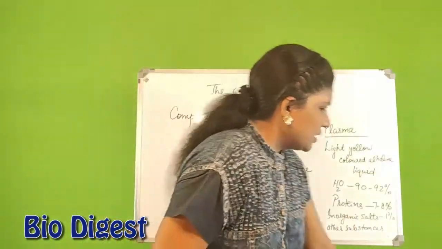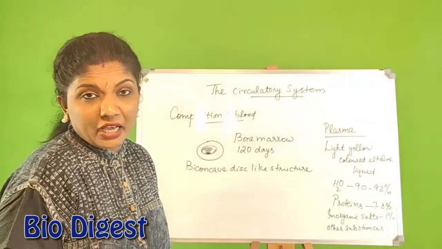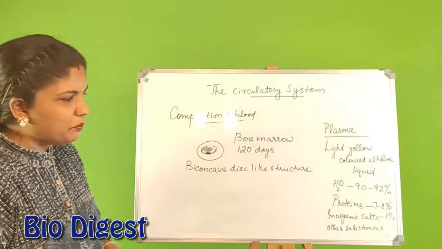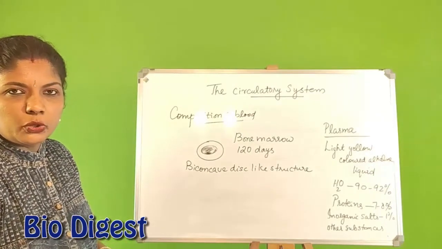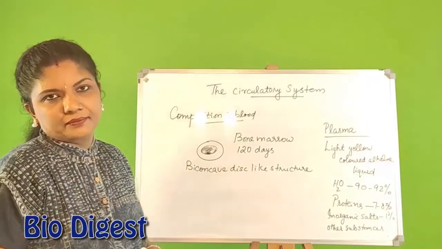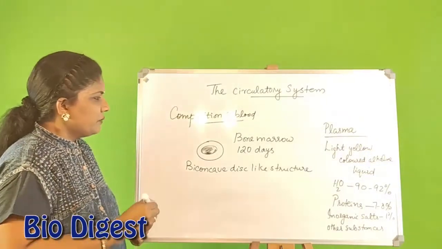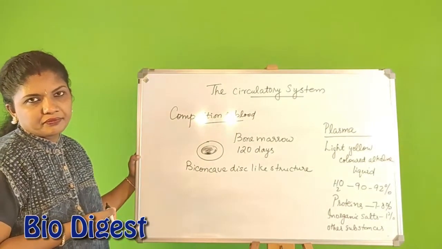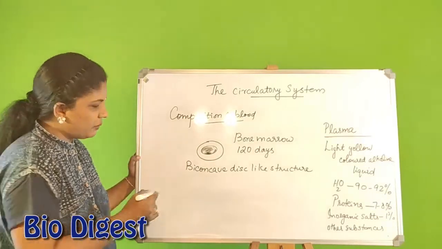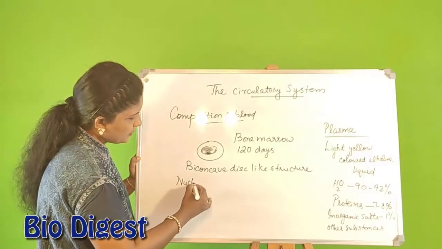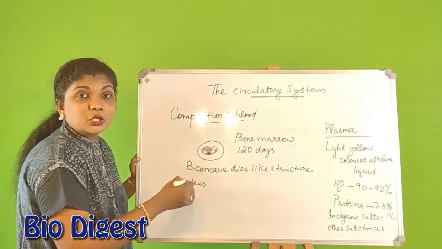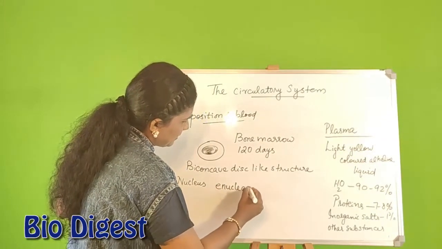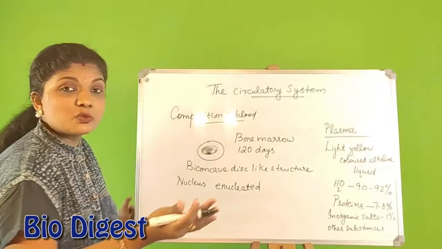I told you that these are actually produced in the bone marrow in the case of an adult. What about in an embryo? In an embryo, the RBCs are actually produced in the liver and the spleen. Now what is the speciality of these RBCs? When the RBCs are formed, they actually have a nucleus. But when they start to mature, they become enucleated. That means the nucleus will be lost.